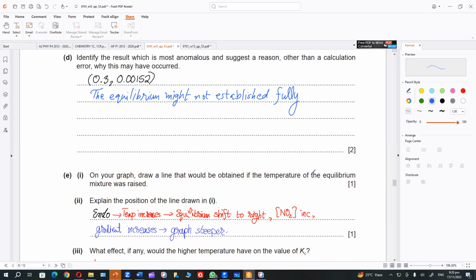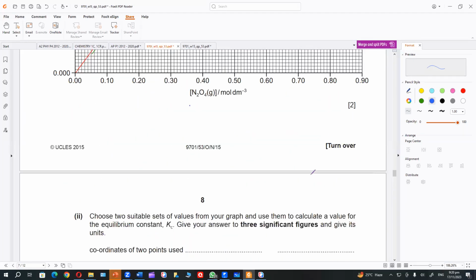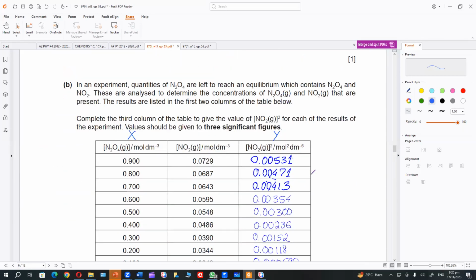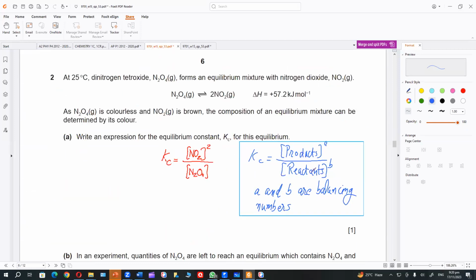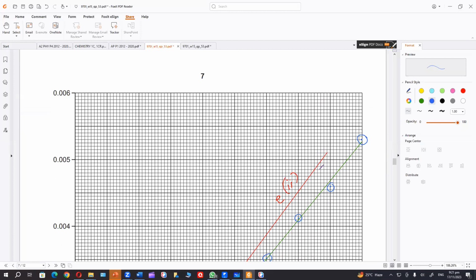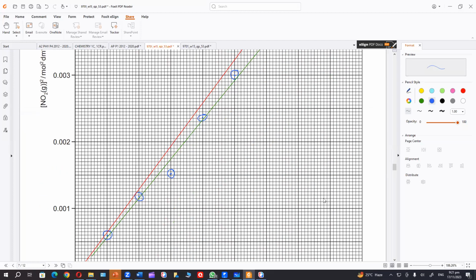He says now on your graph, draw a line that would be obtained if the temperature of the equilibrium mixture was raised. Now this is an endothermic reaction. If this is an endothermic reaction, if I increase the temperature, equilibrium will move to the right. And if equilibrium moves to the right, Kc will be greater than this value. Kc is the gradient of the graph. So if Kc increases, gradient increases.